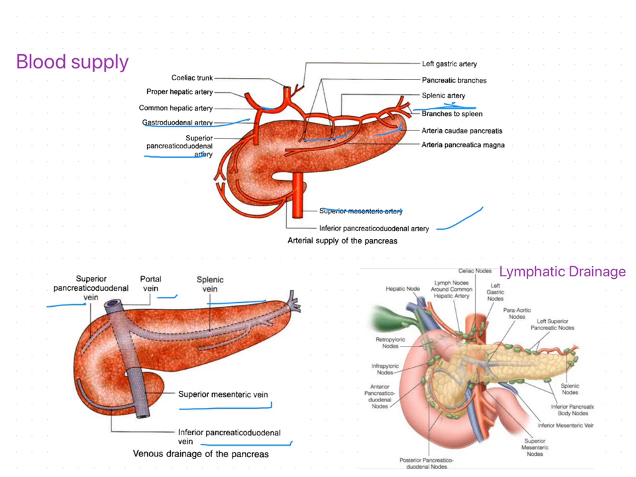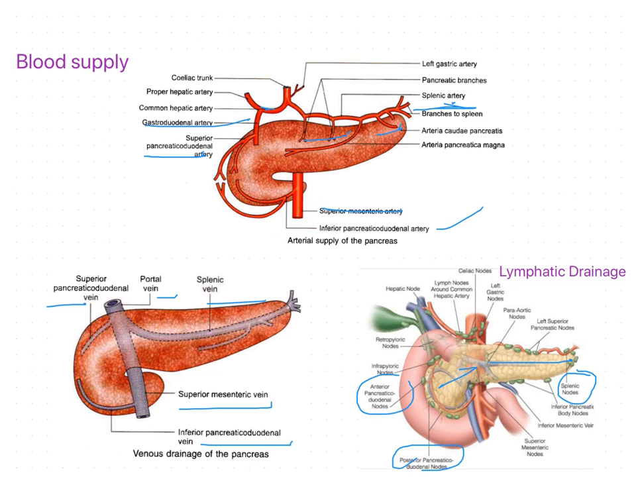If you see the lymphatic drainage, the lymphatics from the head and neck of the pancreas course towards the right side and end in the pancreaticoduodenal nodes, anterior and posterior pancreaticoduodenal nodes, which we can see here. The lymphatics of the body and the tail run towards the left side and end in the splenic nodes situated at the hilum of the spleen. So this is about the lymphatic drainage.